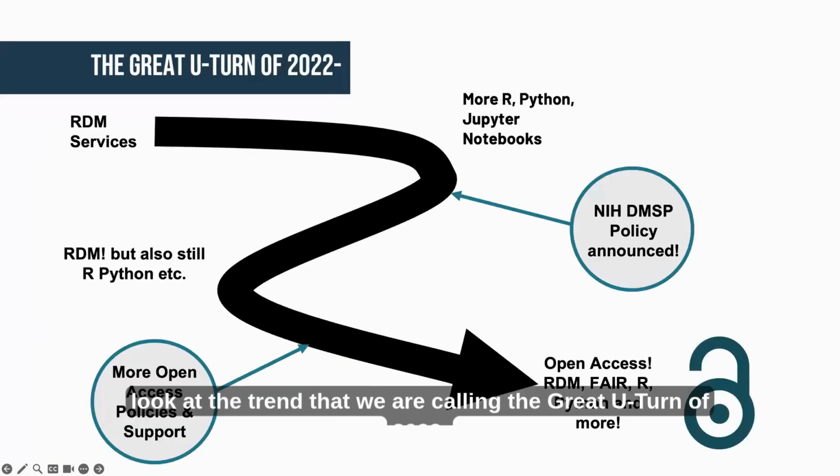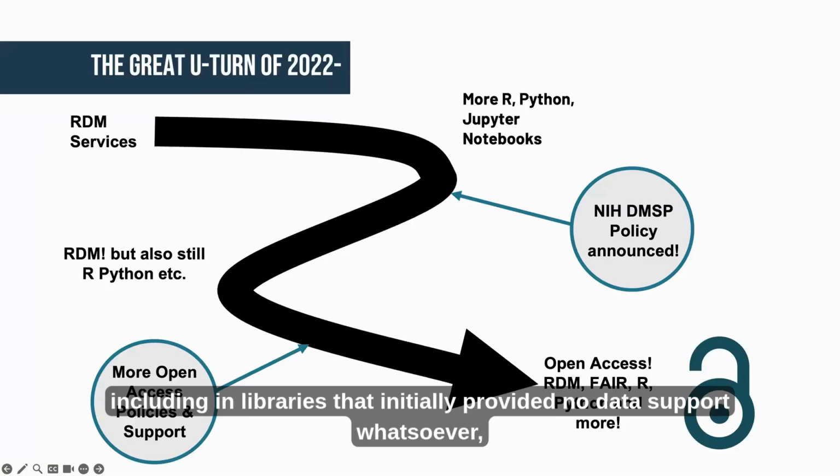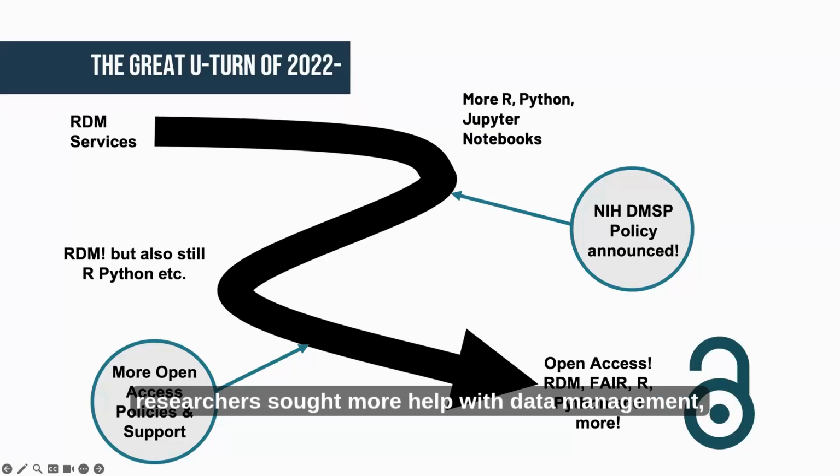Now, let's look at the trend that we are calling the Great U-turn of 2022. While data services initially focused on management and curation, technical skills in coding, data literacy, data cleaning, and visualization became increasingly in demand. However, the release and implementation of the NIH DMSP policy prompted a need for greater research data management support, including in libraries that initially provided no data support whatsoever. Researchers sought more help with data management, but coding and technical skills remain in demand.